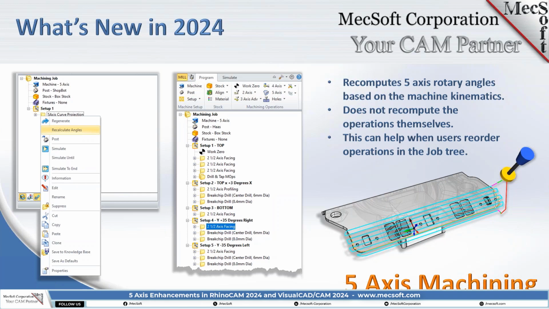Yeah, and previously I guess you had to regenerate all of your operations if you moved them around, right? You had to resimulate them, because the simulation is what computed the angles, the kinematics of the machine. Oh, okay. So now you don't have to do all that. If you want to move them around, you can recalculate just by selecting this option here. Okay.